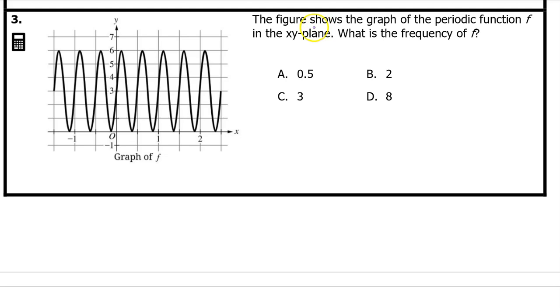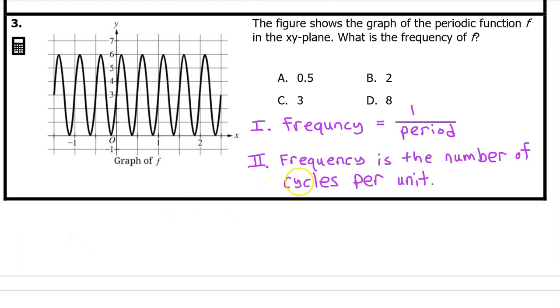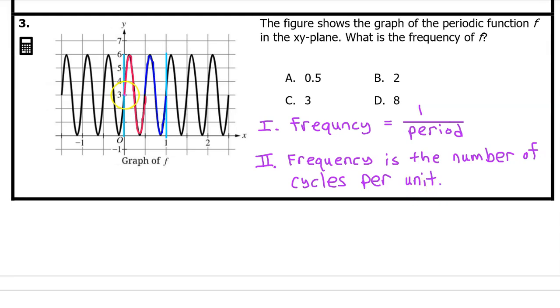Number 3. The figure shows the graph of the periodic function f in the xy plane. What is the frequency of f? In previous videos, I have taught you that frequency is the reciprocal of the period, and that's true. But you can also think of frequency as the number of cycles per unit. The interval from 0 to 1 contains 2 cycles of the function. That's 2 cycles per unit, so the frequency is 2.